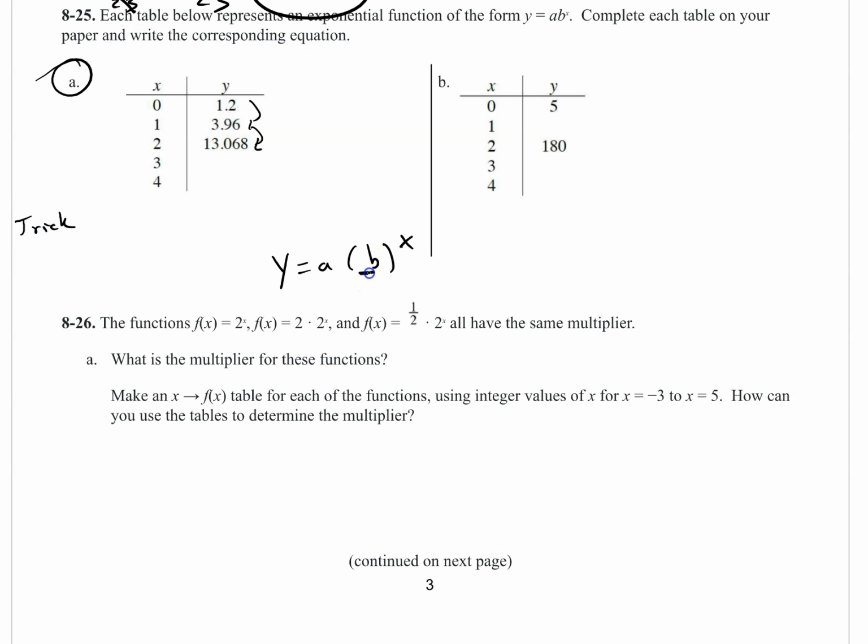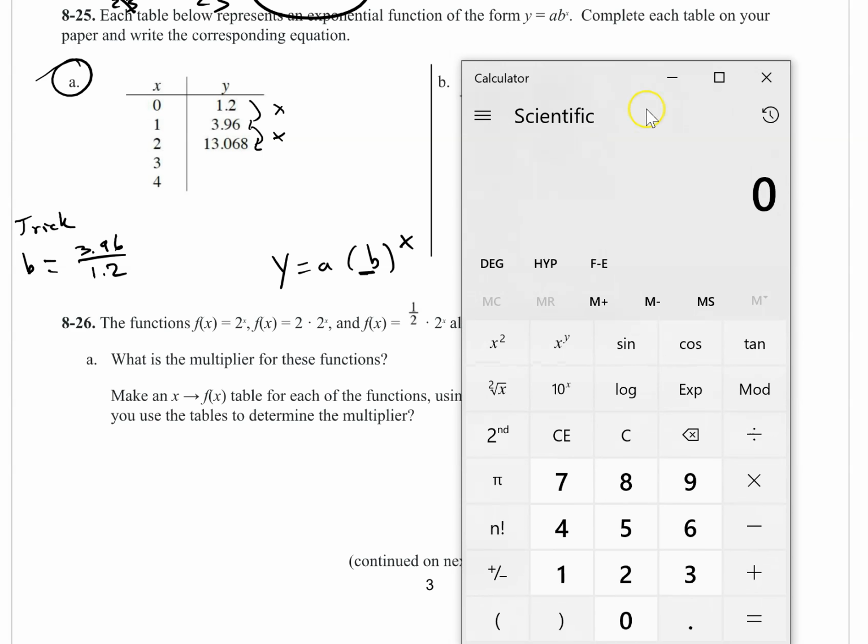the multiplier. You can take the second term and divide it by the previous term. So if you divide these two together, it'll tell you what to multiply by. Alright, so let's get our calculator. 3.96 divided by 1.2. That's 3.3.